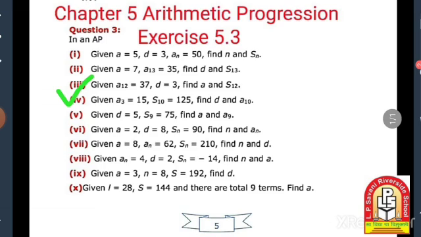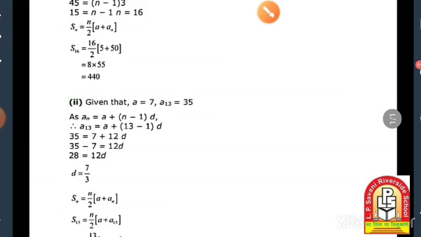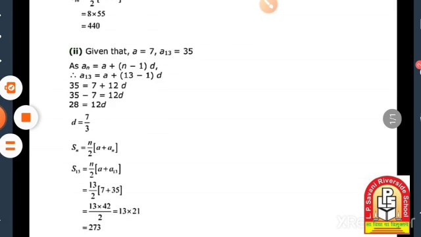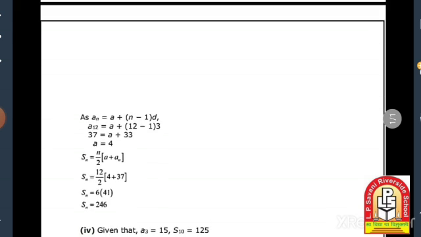In question number 3, a12 is equal to 37 and d is equal to 3. Find a and S12 from the question. So let's solve the third question. a12 is equal to 37 and d is equal to 3, that is given in the question.